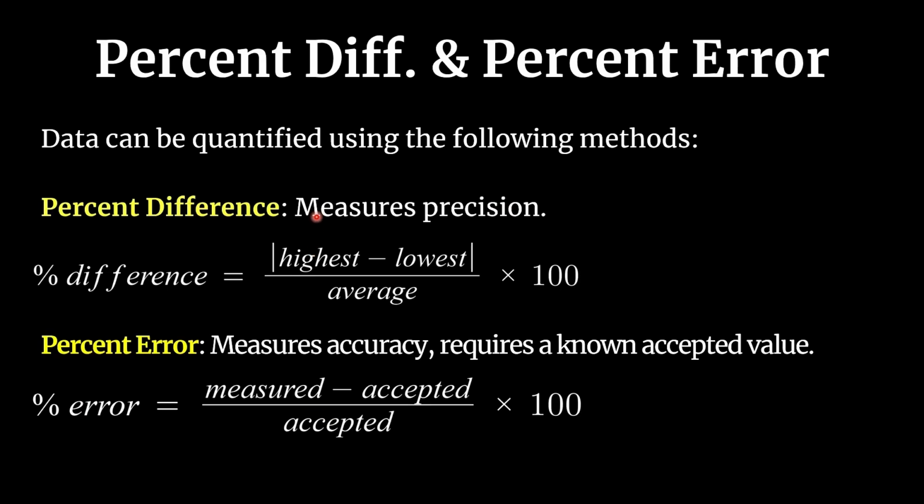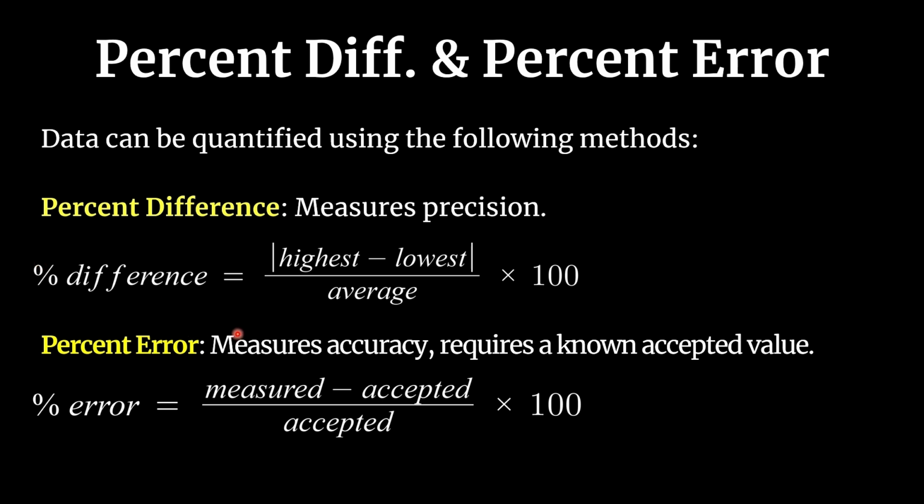Now, we're finally getting into those terms, percent difference and percent error, which can be used to quantify data and, in turn, errors. Percent difference measures precision, and it is calculated by subtracting the lowest value of a dataset from the highest value, and then taking the absolute value of this difference divided by the average of that dataset. With this result, multiply it by 100 to receive a percentage.